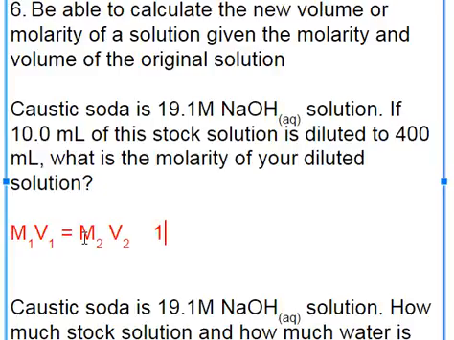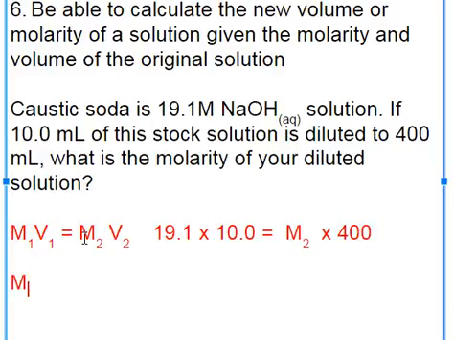So the 19.1 times the 10.0 should equal my new molarity times my new volume, the 400. I can leave it as milliliters as long as I've got milliliters on both sides. Or I could change them to liters if I want. It's going to work out the same.